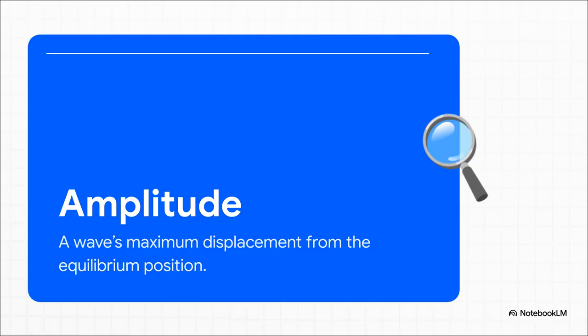Think of amplitude as the wave's intensity. For a sound wave, a bigger amplitude just means it's louder. For light, it means it's brighter. It's really just how high the peaks are and how low the troughs are from that middle resting line.